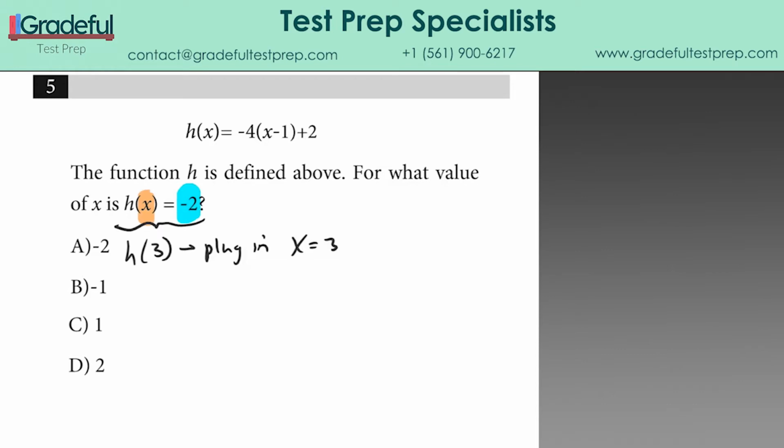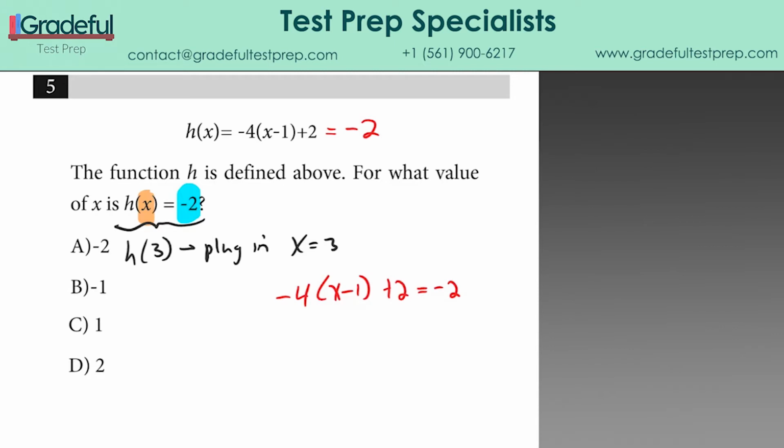And so if the orange thing is x, then the blue thing is y. So this is basically telling us set y equal to -2. And what is y? Y is the whole function. So we're setting the whole function equal to -2. And then we're just going to go ahead and solve that.